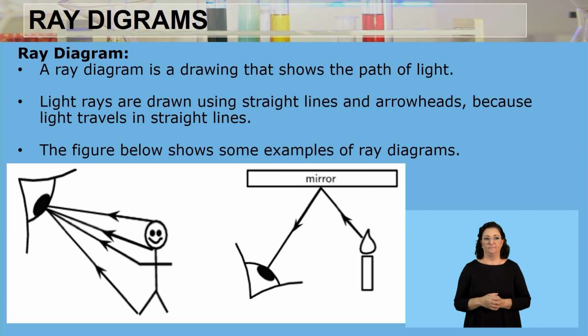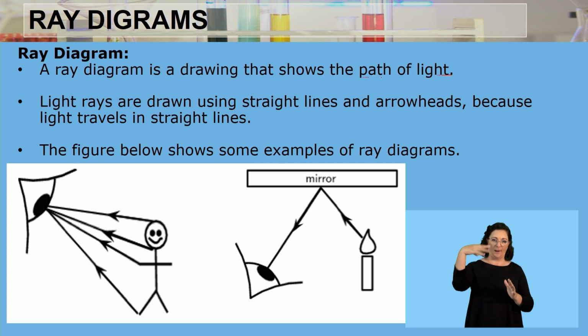Right. So you may be asking yourself, what is a ray diagram? We're going to use a ray diagram to illustrate the pathway taken by light from the source, reflecting off a surface and back into our eyes. So a ray diagram is a drawing that shows the path of light.